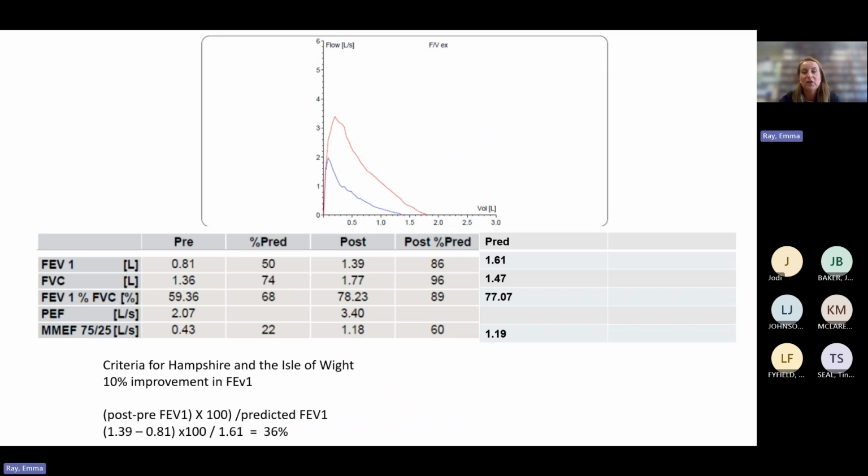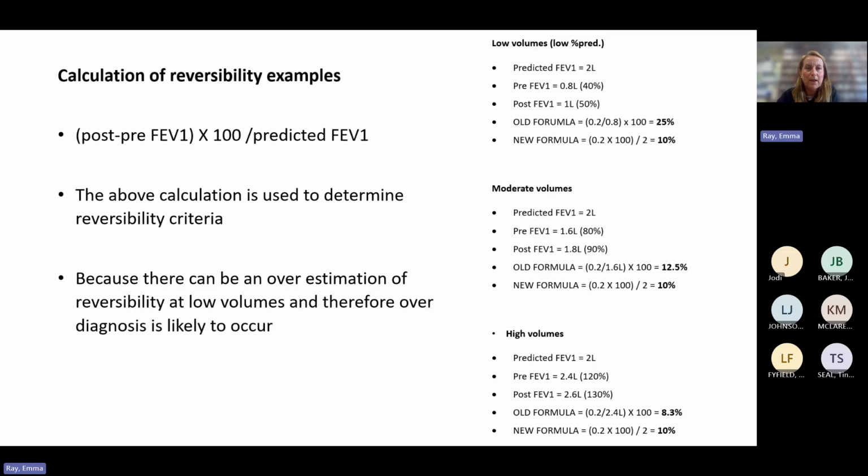Have a look at these in your own time, and that will help. And I'll send you a calculator so that you'll be able to do it more easily as well. These are just some examples of how and why we would use that calculation rather than just using that 12% number. You can see there, if a patient's lung function is borderline, using this calculation is much more sensitive than your 12% cutoff, and will pick out reversibility much easier.